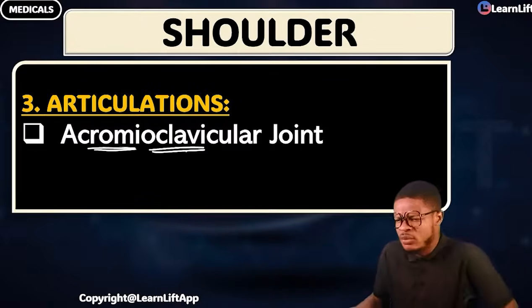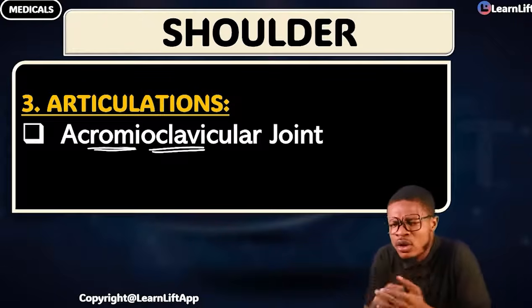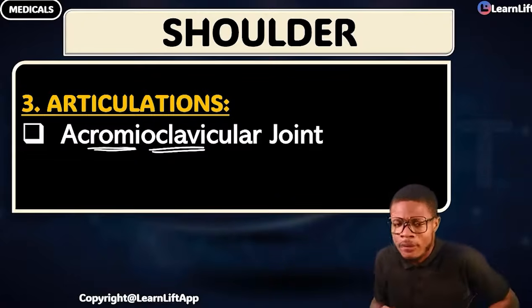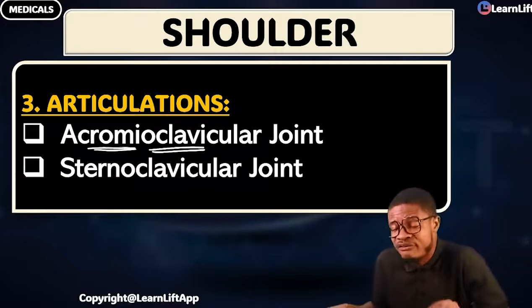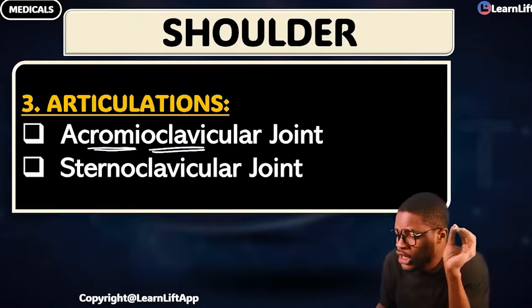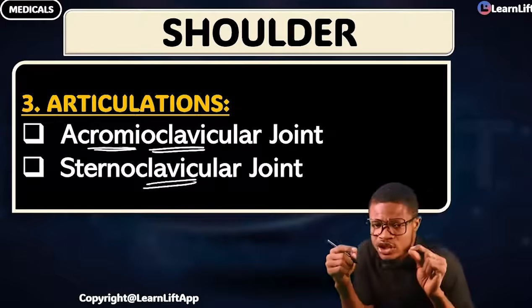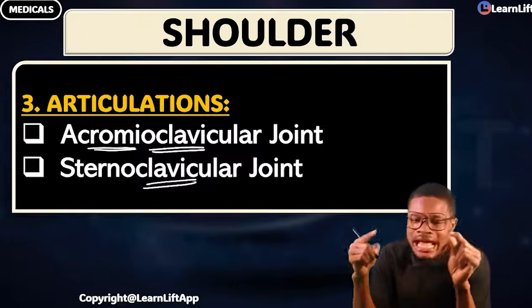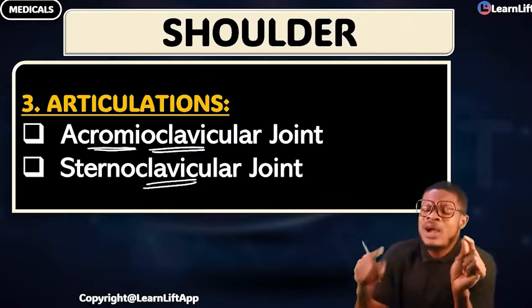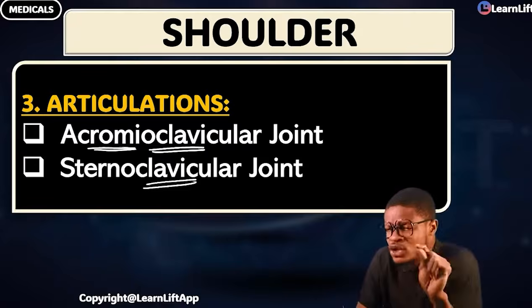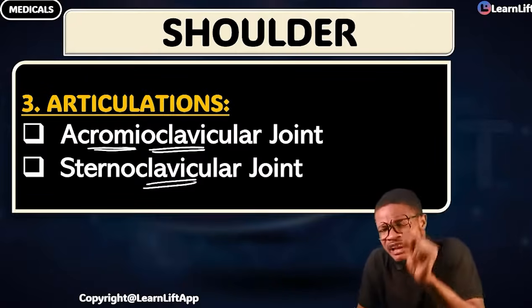Acromioclavicular joint. Pronounce with me. Acromioclavicular joint. Number 2, sternoclavicular joint. Now, if you watch, one thing is common in the joints or the articulation of the shoulder. You have clavicular common in the 2 of them. Number 1 is the acromioclavicular joint. Number 2 is called the sternoclavicular joint.